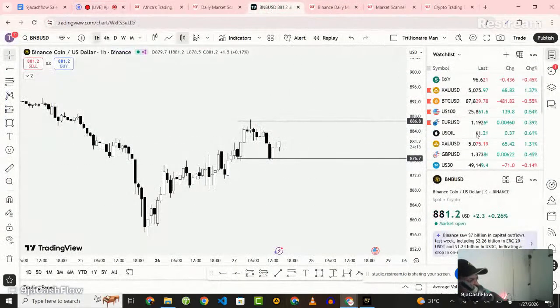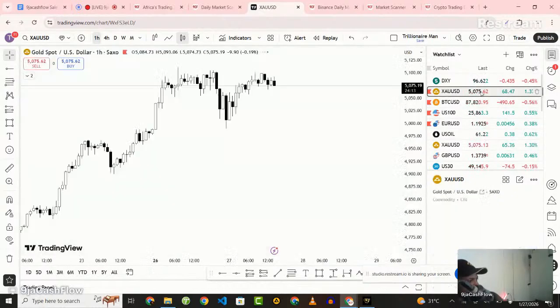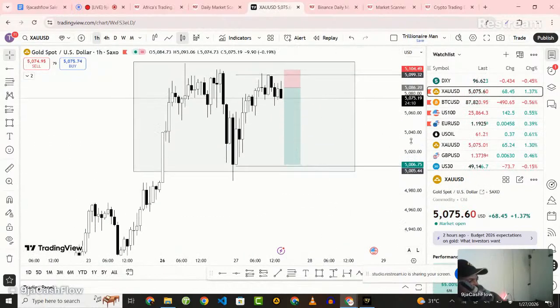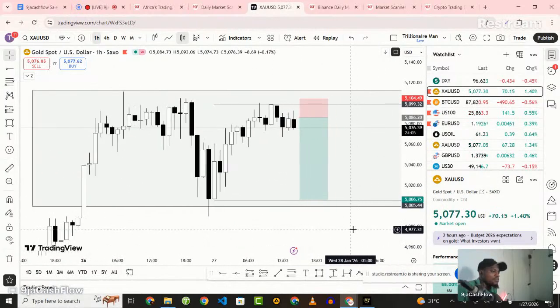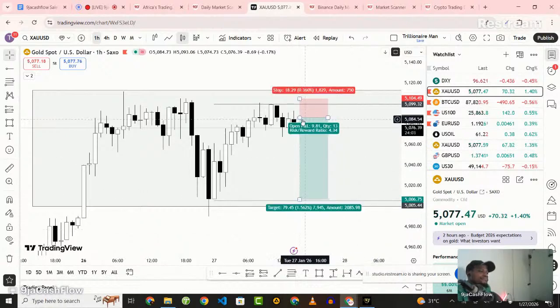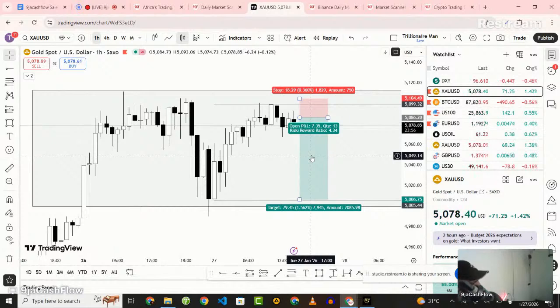How to be patient here, guys. Since there's no more news today, we should not be afraid of any more volatility. What I just want to see is a liquidity sweep. Maybe sweep this high of the day again. Then I'll enter and sell gold.